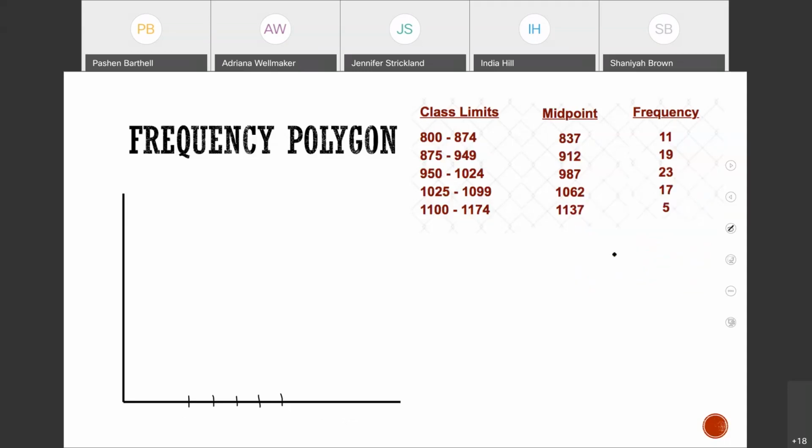I'm going to write down my midpoints real quick here. So I've got 837, 912, 987, 1062, 1137. Okay, we need a label down there just like we had before. Again, you don't want to write the word midpoint because it's not descriptive enough. So go back to your data, figure out what you're talking about, and then use that, SAT scores, that we used the last one.